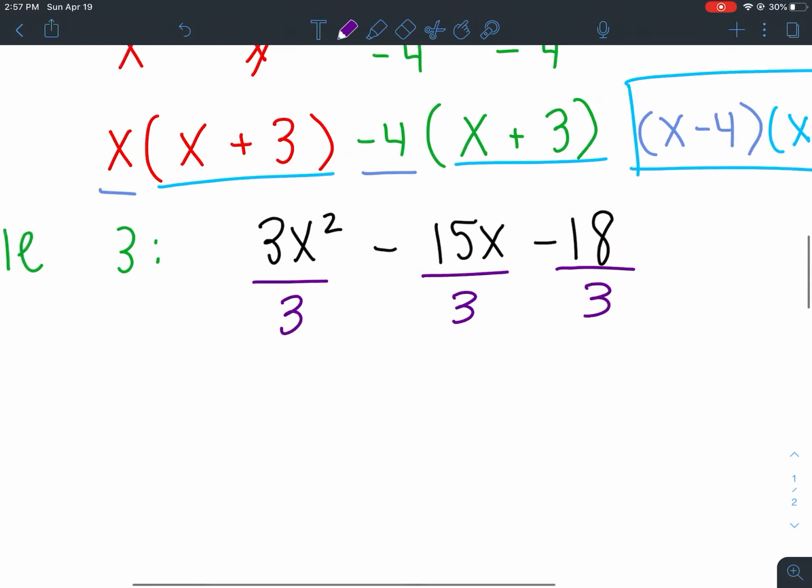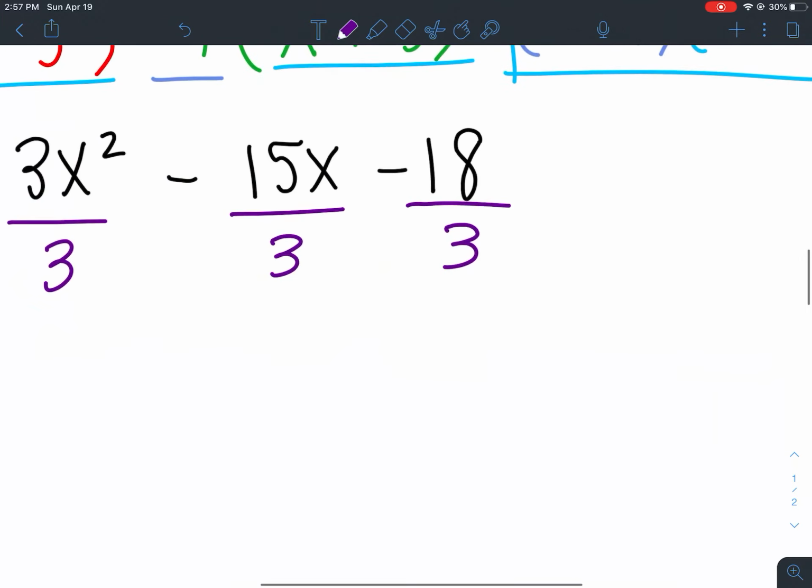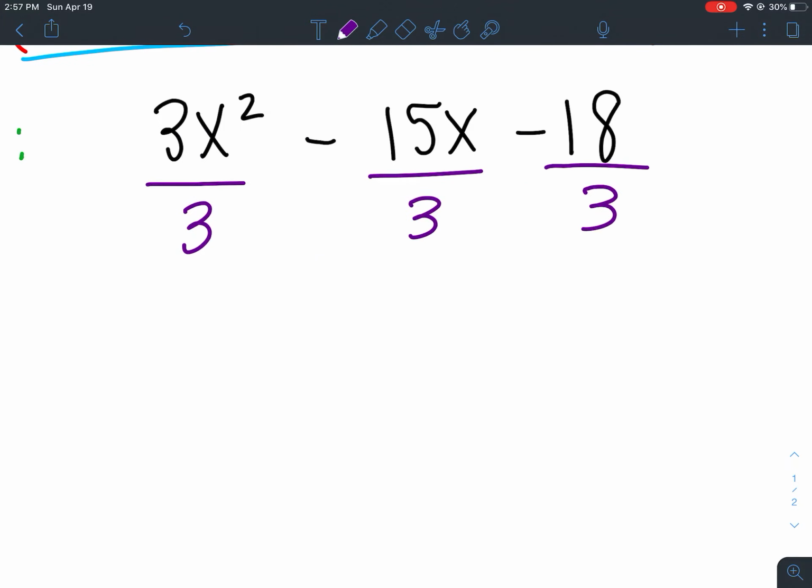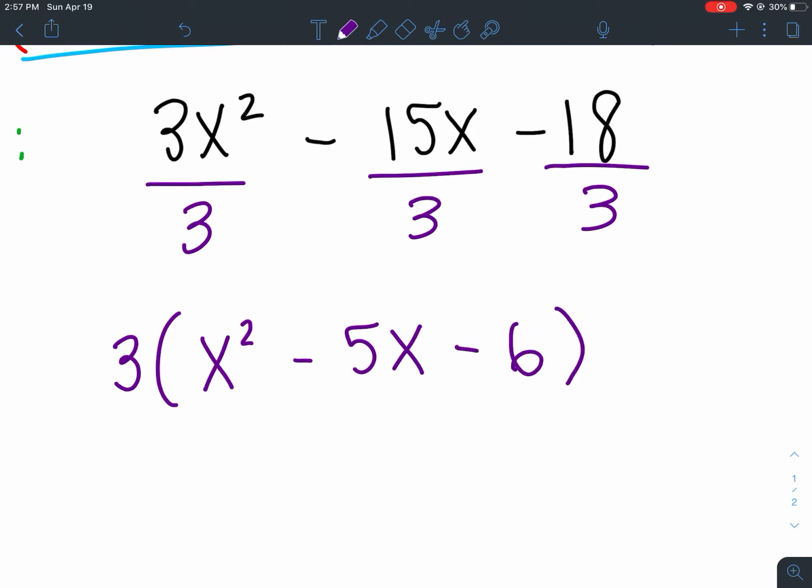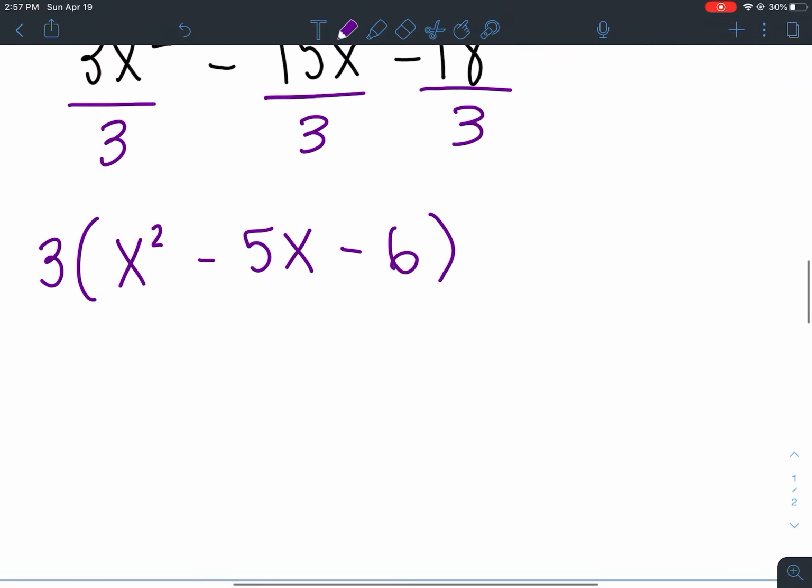Okay, so this one is a little bit different, right? In the previous ones, we didn't have a greatest common factor at the very beginning. Here we do. So I cannot take out any x's, but I can take out a 3. So once I take out a 3, I'm left with x squared minus 5x minus 6. All right? Now, again, we're dividing out just the 3. So we're dividing, and that's what I'm left with. And all the x's stay the same because I couldn't divide out any x's.